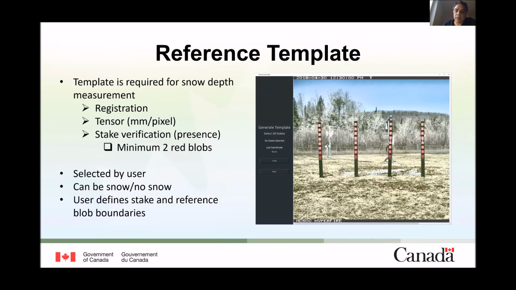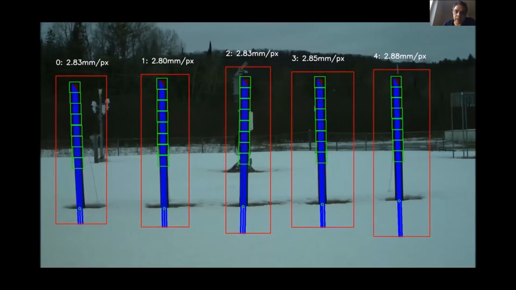User takes one template, snow or no snow, and draws a box around each stake, takes about 5 minutes. Box around each of the blobs, the red markers. And because we know the dimensions of our stakes, we can get the dimensions per pixel.